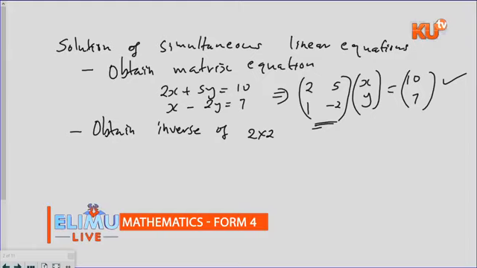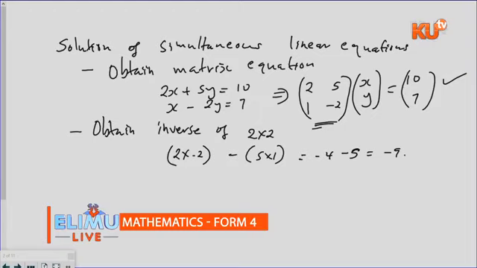And we say the inverse, you simply get the determinant first, which is the elements in the leading diagonal, that is 2 times negative 2, then we less 5 times 1. So this gives us negative 4 less 5, and that gives us negative 9.